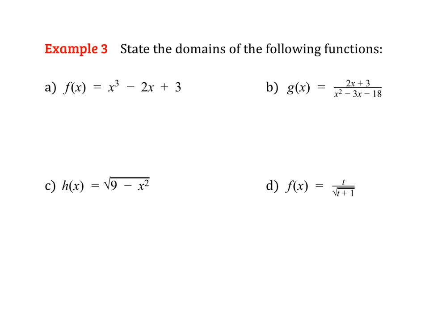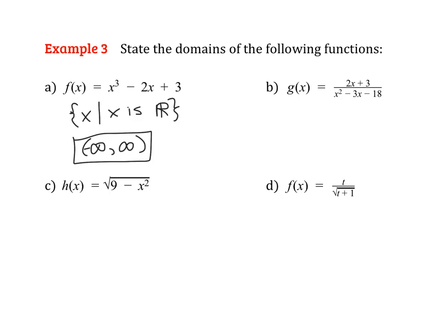Okay, so here we're going to state the domains of the following functions. We'll do this in set builder and interval notation. If you just have a regular polynomial function like this, our domain is always going to be all real numbers. So we can say x such that x is all real numbers, so that's our symbol for all real numbers. And for interval notation, all real numbers would be negative infinity to positive infinity.